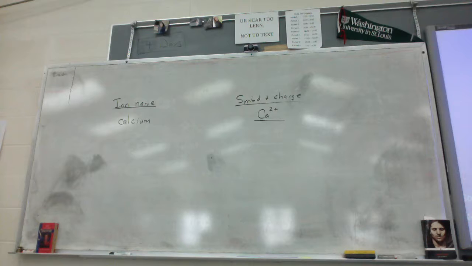You are able to tell what the charge is on a representative element ion based on their position on the periodic table. We know that all the group 1A elements form a 1 plus charge. All the group 2A elements form a 2 plus. 3A is 3 plus. 5A 3 minus, 6A 2 minus, and 7A 1 minus.